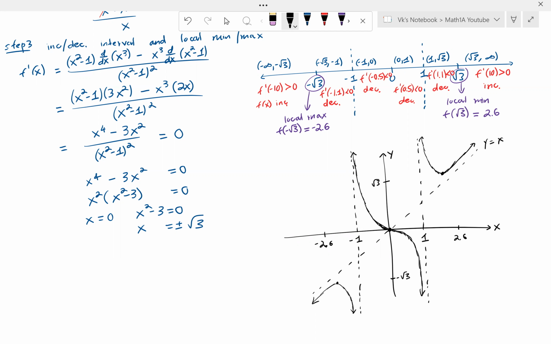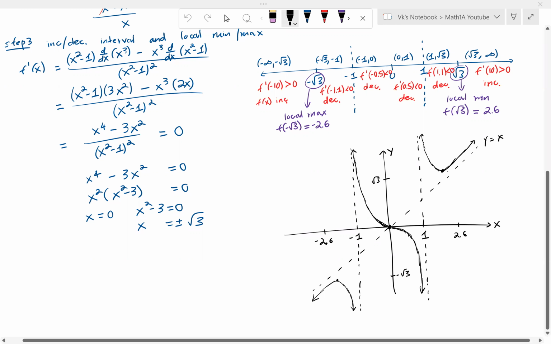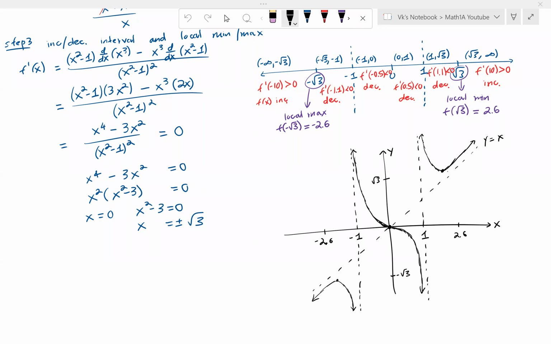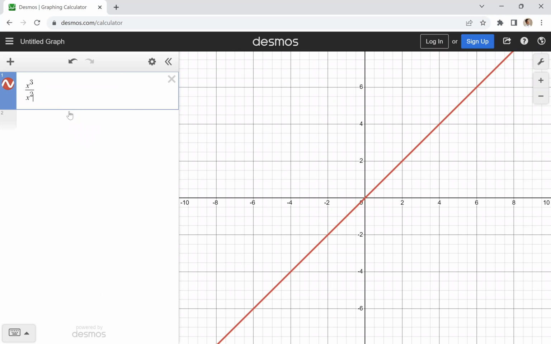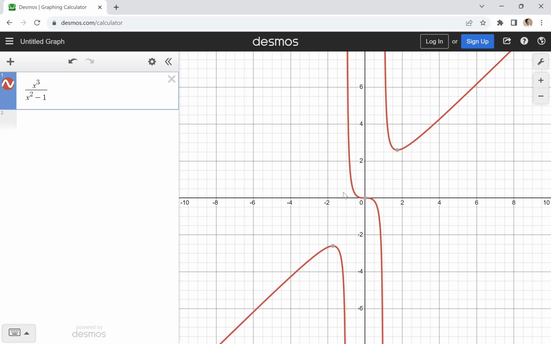The best way to check the answer is to use technology. You guys can use Desmos and do a sketch with Desmos and see if this is the right one. Let's take a look at Desmos to see what we have. x to the 3 over x squared minus 1. Wow, look at this. It's pretty cool. Ta-da! Awesome.